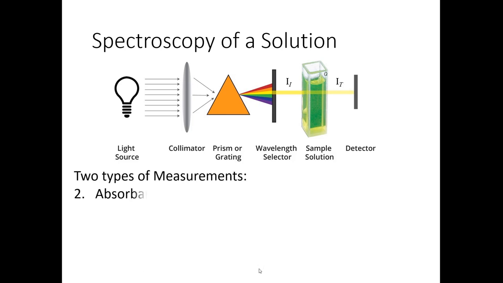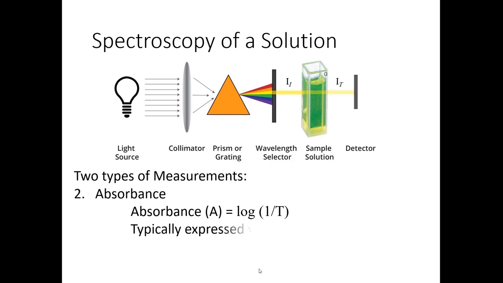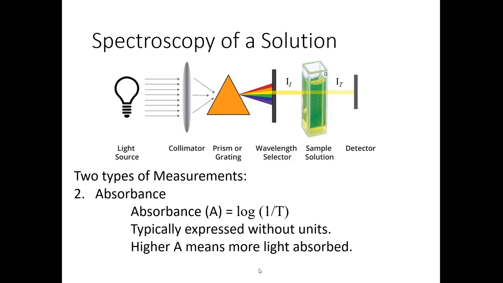The second type of measurement that we can make is what is called the absorbance. And in our hands, absorbance is going to be defined as A equals the base 10 logarithm of the reciprocal of the transmittance. Notice that they're inversely related. So in other words, the higher the transmittance, the lower the absorbance. And notice that absorbance is measured on a logarithmic scale, so we typically express it without any units. Once more, the higher the value of A means the more light is absorbed, or in other words, the less light is transmitted through the solution.